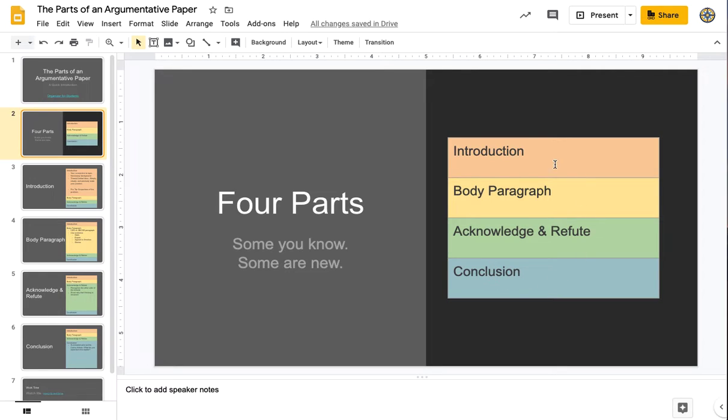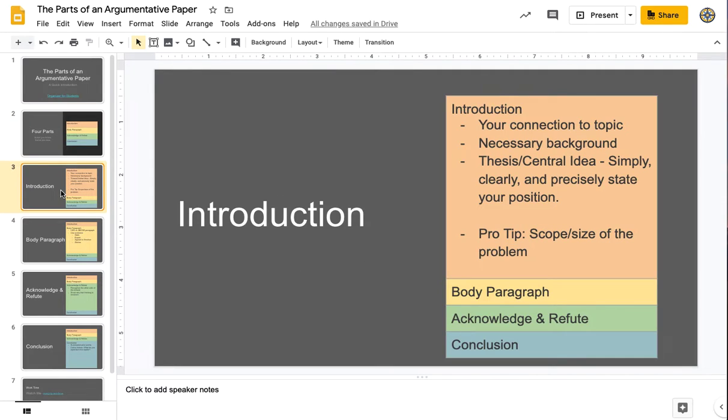In the end, your paper will probably be 4 paragraphs, and paragraph number 1 will be the introduction. Paragraph number 2 will be a traditional A, B, C, D, E, or CER body paragraph. Paragraph number 3 will be acknowledge and refute, and your final and 4th paragraph will be your conclusion.